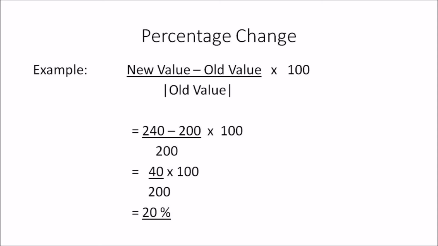We'll use the same formula. So the first example, the marbles increased from 200 to 240. So our working becomes 240 minus 200 divided by 200 multiplied by 100. That gives you 40 divided by 200 multiplied by 100. And the percentage change is 20%. 20% increase because the marbles increased by 40. There were 40 more marbles the next day, so it's a positive increase by 20%.